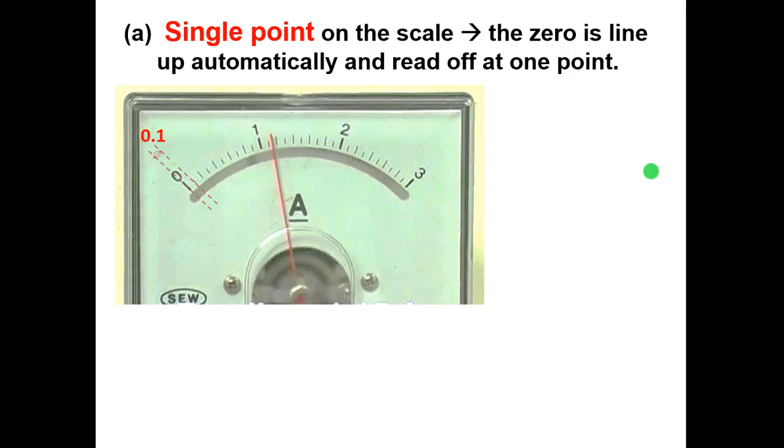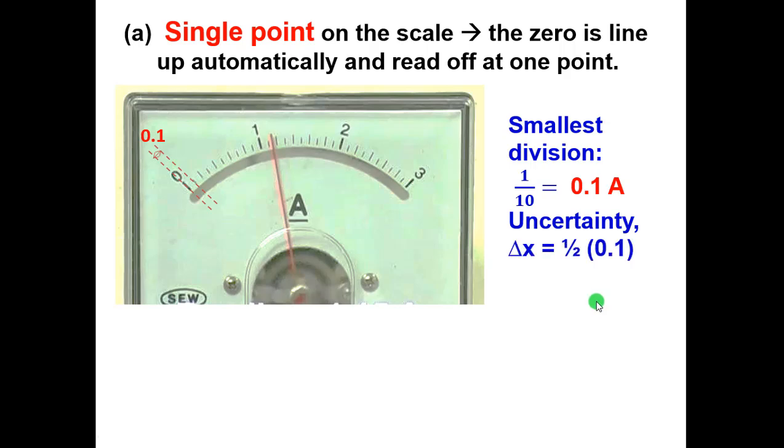I have an ammeter and I can see obviously that between 0 and 1, there are 10 divisions. So the smallest division will be 1 over 10, equal to 0.1 ampere. So I'm going to read off at one point.